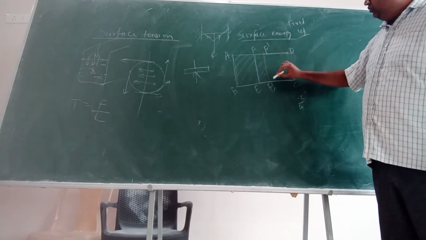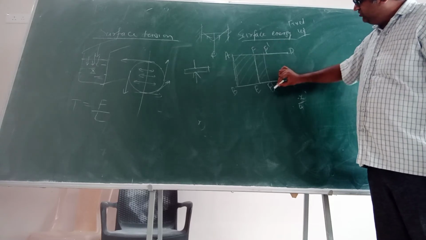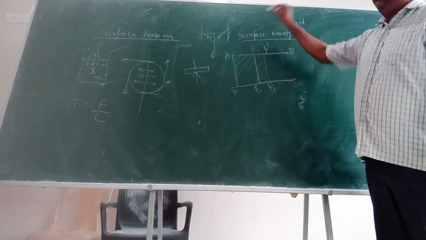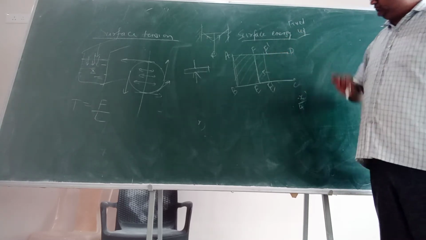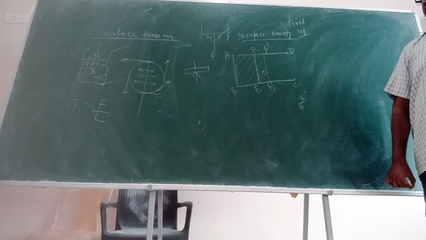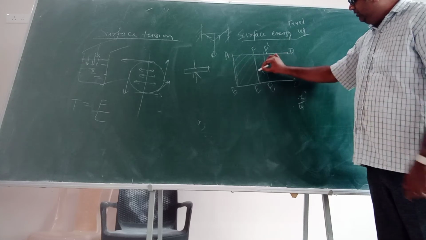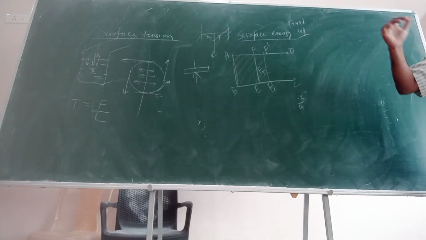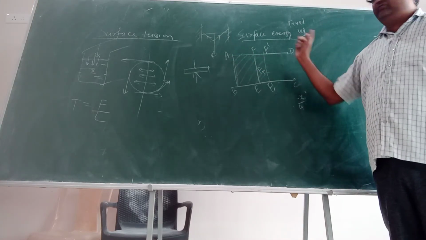Now listen. Assume that I am trying to push this E dash F dash part of the frame towards EF. What am I trying to do? I am trying to push it. Suppose when I am trying to push it, the force was F. I am trying to push it by some force F. Where is my frame now? It is A, B, E dash F dash.